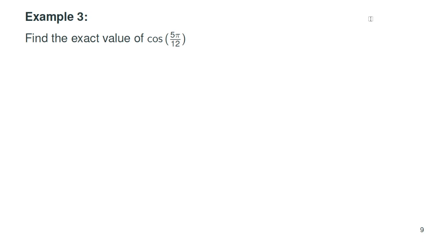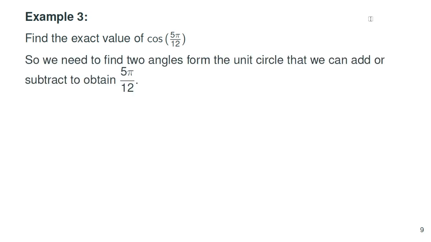Okay. So when the problem asks you to find the exact value of a sine, cosine, or tangent of an angle, but that angle is not on the unit circle, that's when you know we may need to use the sum and difference formula. Okay. So that means we need to find two angles from the unit circle that we can add or subtract to obtain 5 pi over 12. Okay. So in this case, 5 pi over 12 is the same thing as pi over 6 plus pi over 4.